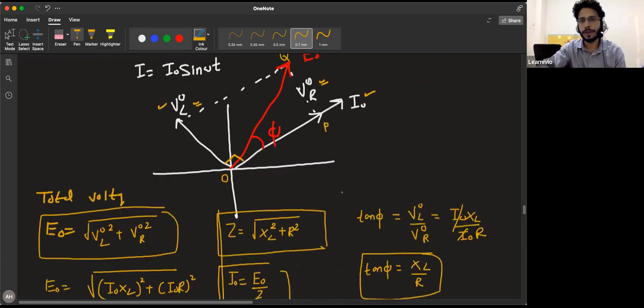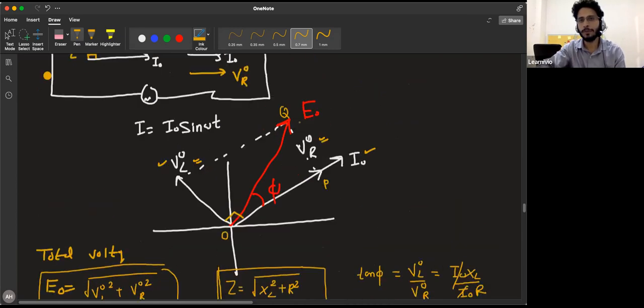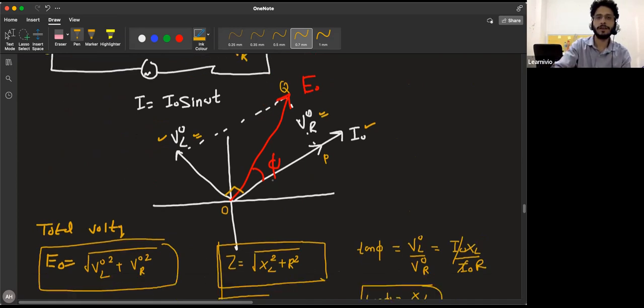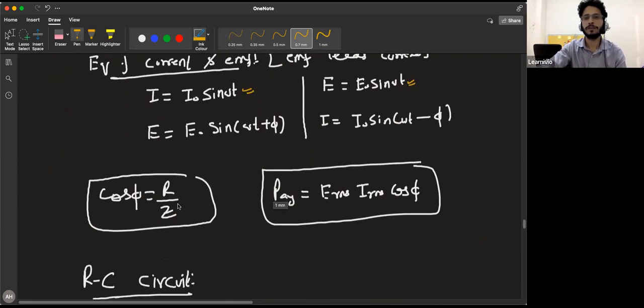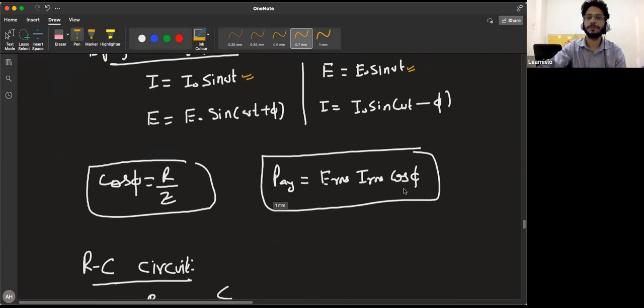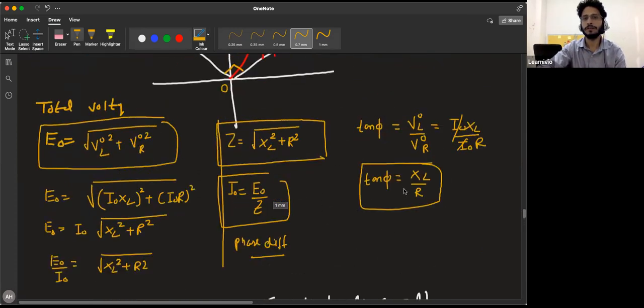Now, if you look at this diagram very carefully, you will see that EMF leads current by phi. So if I take the equation of current to be I naught sine omega t, then the equation of EMF will be E naught sine omega t plus phi. If you take E equal to E naught sine omega t, then current lags EMF by phi, so the equation of current will be I naught sine omega t minus phi. And cos phi is R by Z, and P average is E RMS I RMS into cos phi. So this is about the RL circuit.